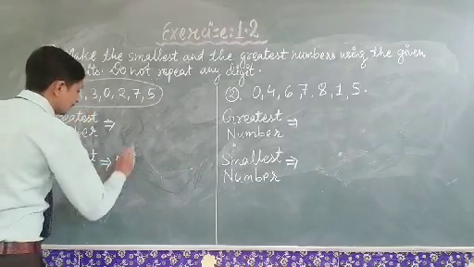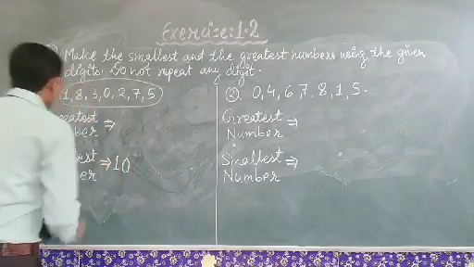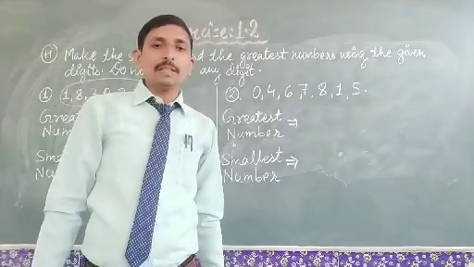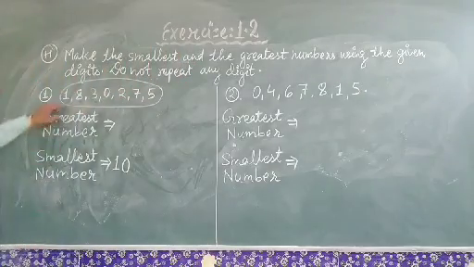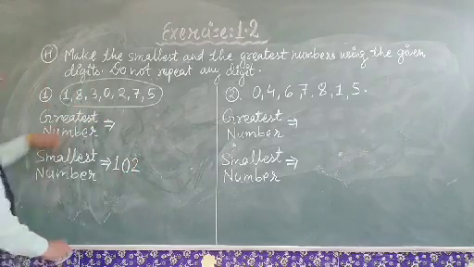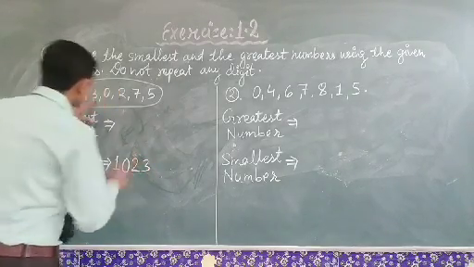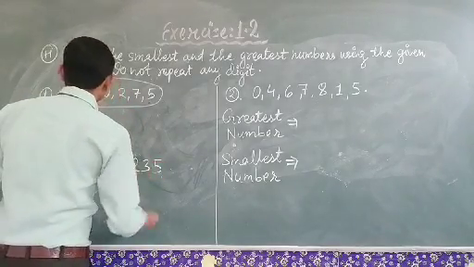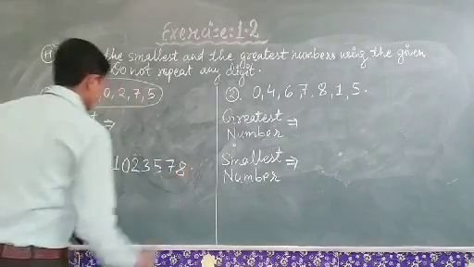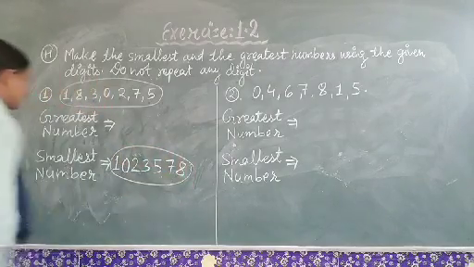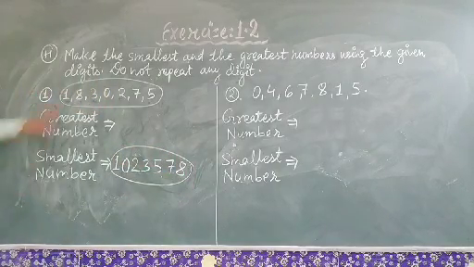The digit bigger than 0 is 1. Then we have to write 0. After that, what we have to do? Write the next smallest digit to its right. Now we have to write the next smallest digit, that is 2, to its right, and the next smallest digit, that is 3, to its right, and then 5, then 7, then 8. So in this way we can make the smallest number by using the digits.